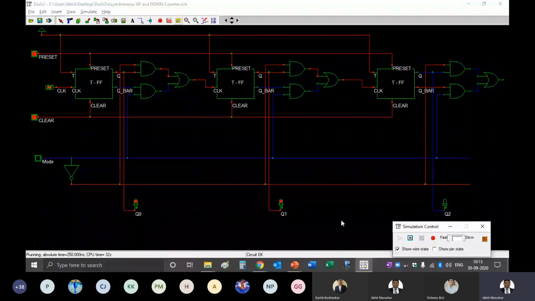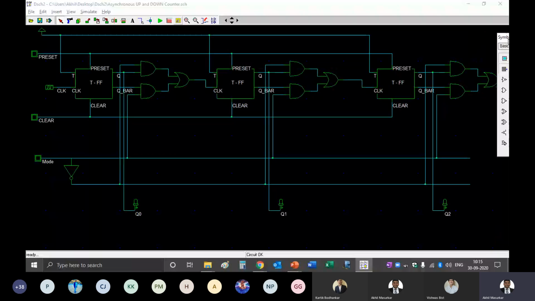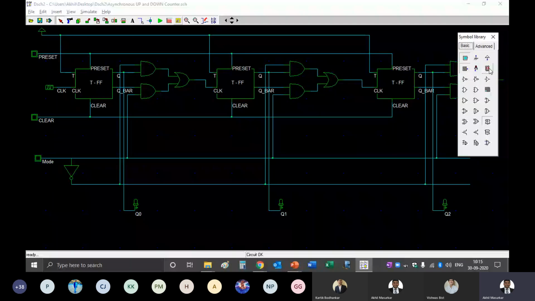You can copy this particular circuit, and in the meantime let me put a small display here so that it becomes easy for us to look at the value. I will send you the schematic file of this. Then if you want, you can simulate this at your own end later, not now.